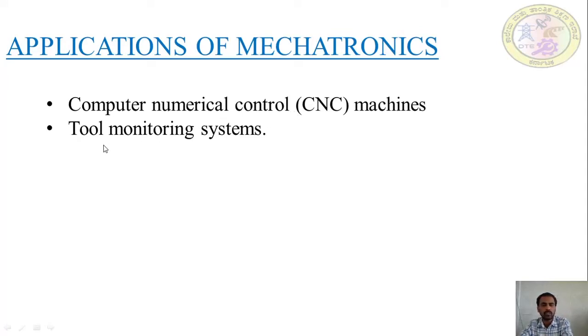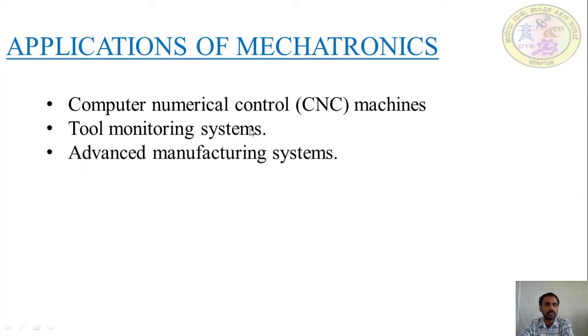And then tool monitoring systems. Here you are going to monitor the life of the tool or the damage of the tool automatically. So the next is advanced manufacturing systems. Advanced manufacturing systems may be ASRS systems, that is automatic storage or retrieval systems, or FMS systems.